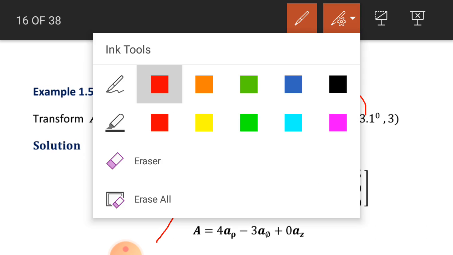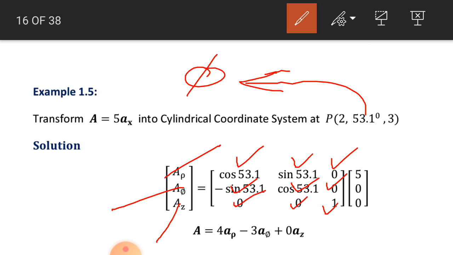The x component of A is 5. A is 5ax. We have got only the x component of this vector. The y component is 0, and the z component is 0 as well.